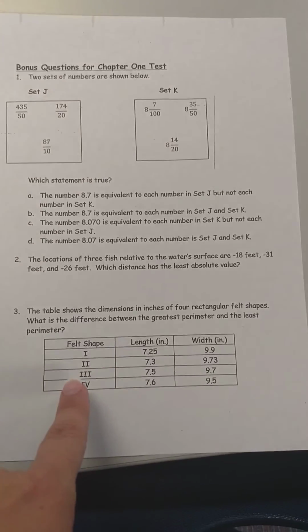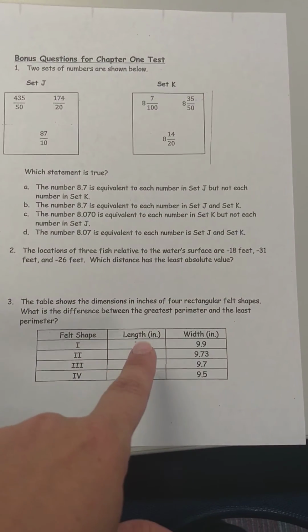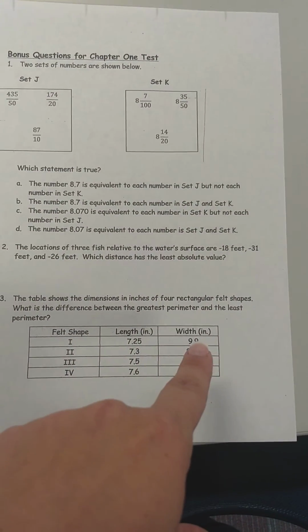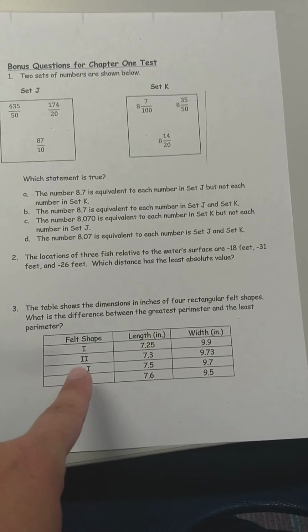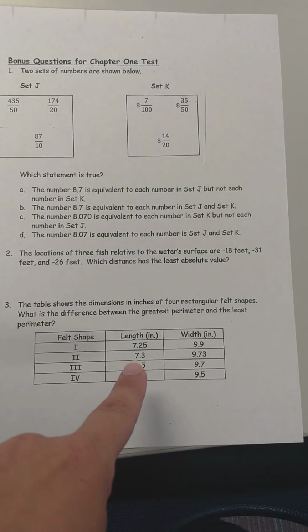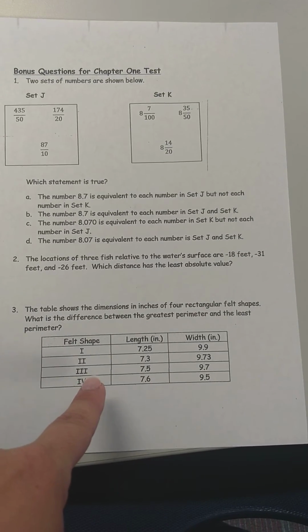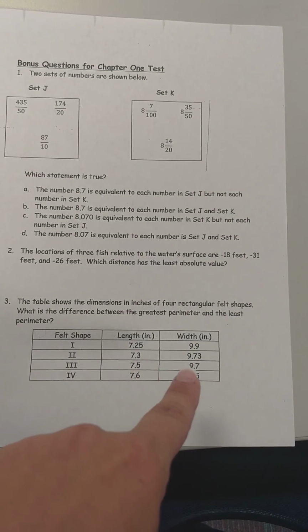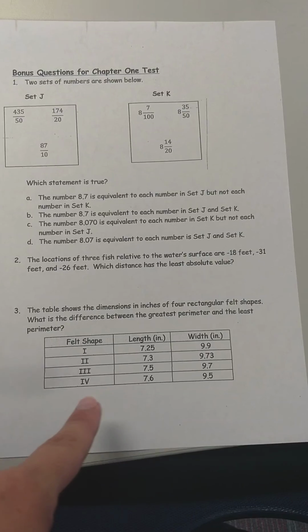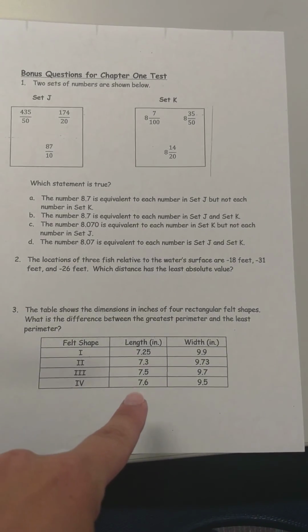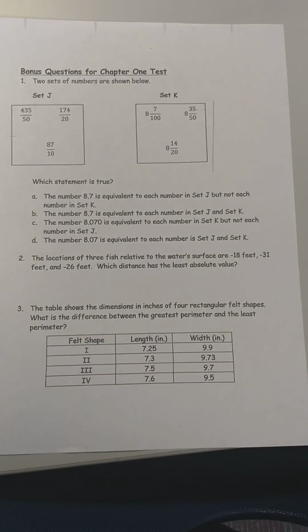You're going to use these right here. Felt shape 1, the length 7.25, the width 9.9. Felt shape 2, the length is 7.3 and the width is 9.73. Felt shape 3, the length is 7.5, the width is 9.7. And felt shape 4, the length is 7.6 and the width is 9.5.